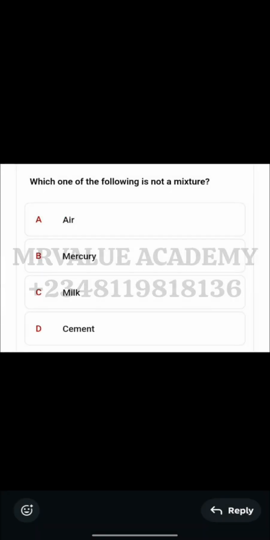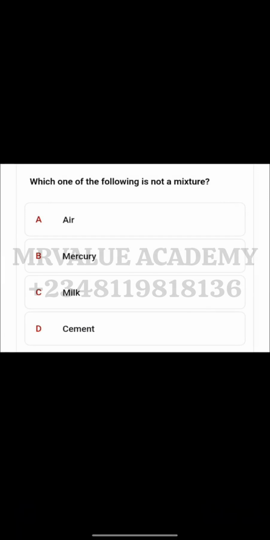Then for number 7, which is the final question: which of the following is not a mixture? You have A, air. Air is a mixture, I told you earlier. Mercury is an element, the only metal that is in liquid state. Milk is a mixture. Cement is a mixture, though it's a mixture of water and calcium carbonate, so it goes for a mixture, not a compound. So the answer there is mercury. Mercury is an element. It has a symbol of Hg.